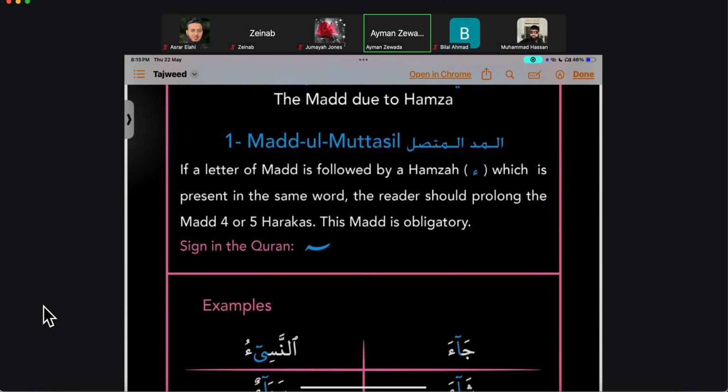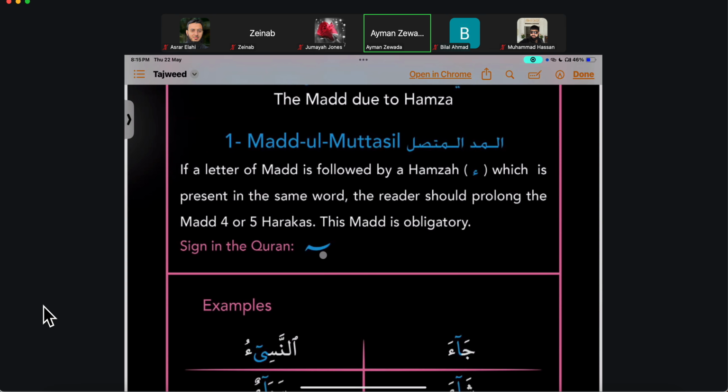Good. So if any of those letters are followed by a hamza, which is present in the same word, the reader should prolong the med 4 or 5 harakat. This med is obligatory. That means you'd say an alif and a hamza, a ya and a hamza, a waw and a hamza, and they're inside the same word, then it becomes muttasil and you have to say that med 4 or 5 harakat. And the writers of the Quran, as usual, have made things really easy for us, alhamdulillah.